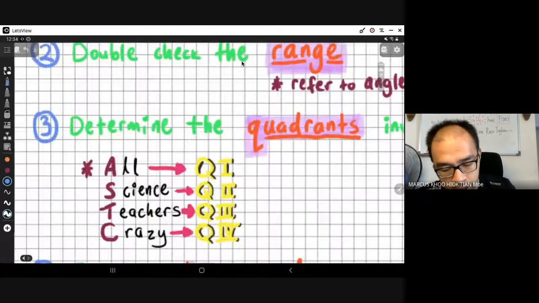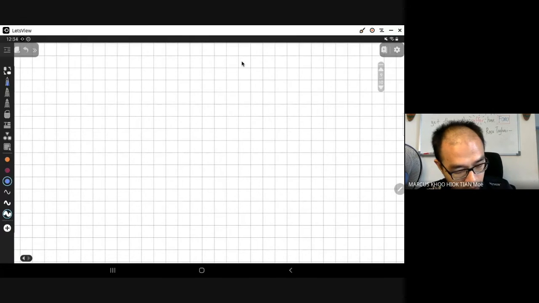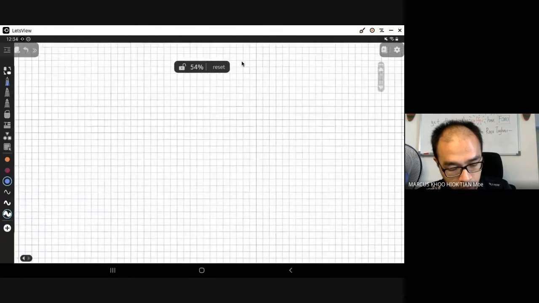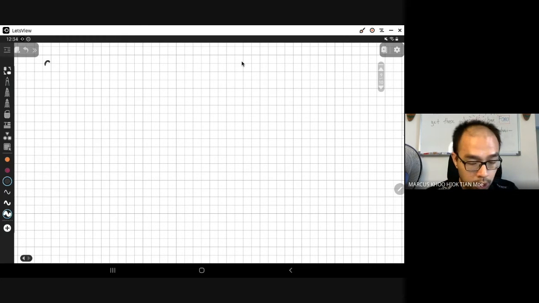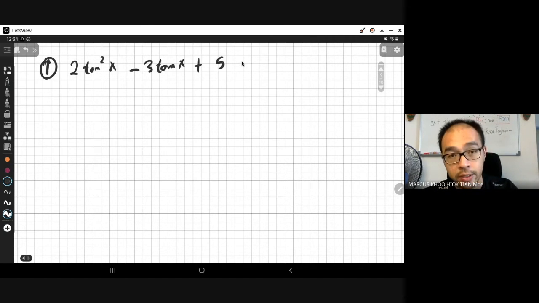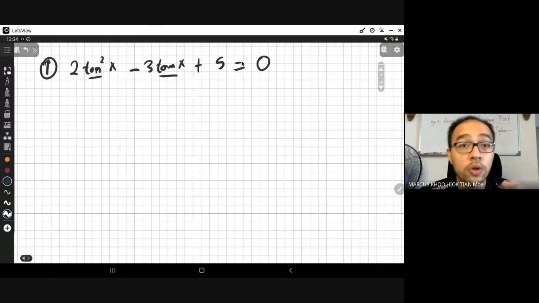So let's consider this question in your workbook, workbook page 93. You're supposed to simplify 2 tangent squared x minus 3 tangent x plus 5 equals to 0. Now a good way to do this is always to represent it. Since this one is all tangent, you're almost there. It is already one function, but we need to simplify this.